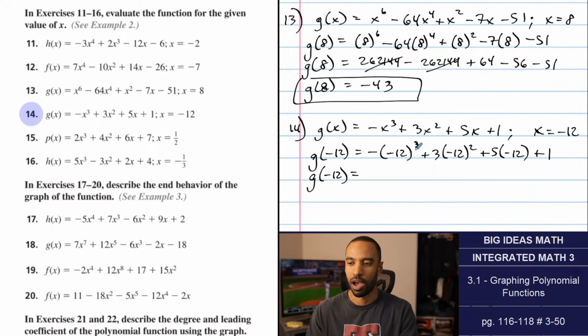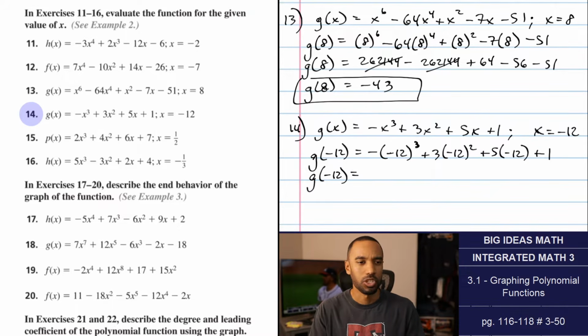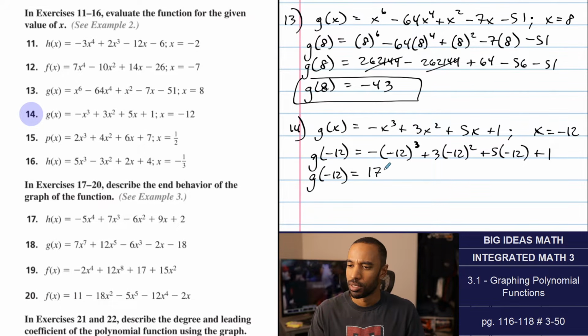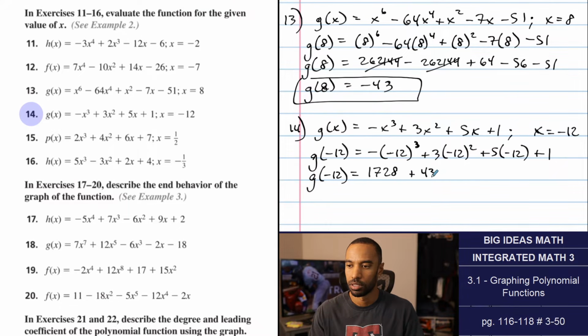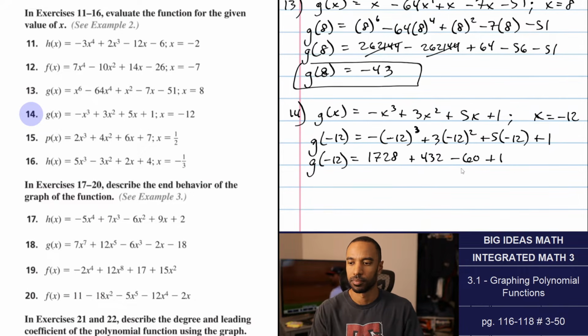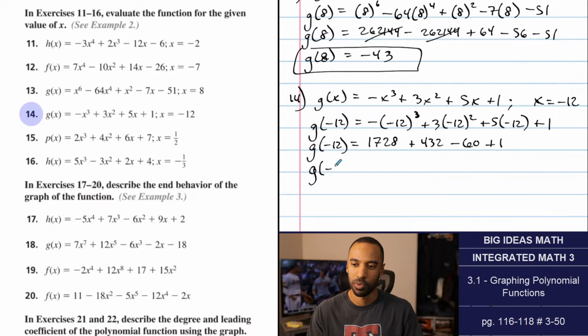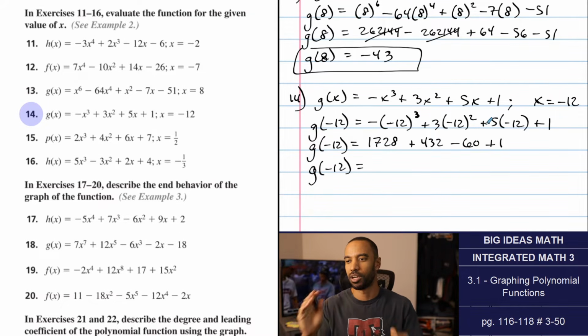G of negative 12. All right. 12 cubed. Man, I forget these numbers. That's a problem. For me, not for you. 1728. Maybe I didn't know that one. So remember, negative 12 cubed is negative 1728. Opposite of that is positive. 12 squared is 144 times 3 is 432. Minus 60 plus 1. Can I do it without a calculator? Here we go.